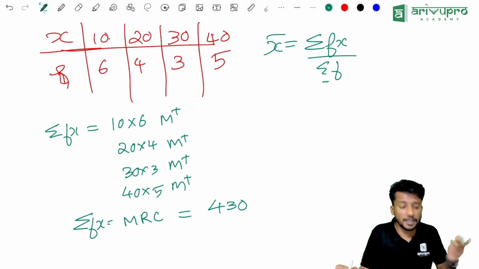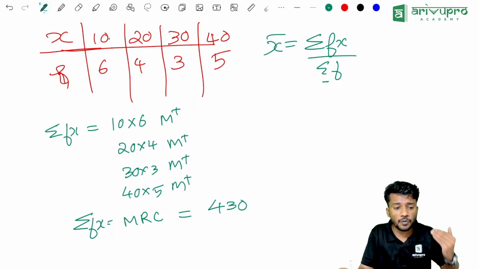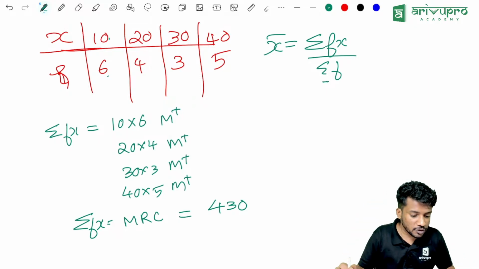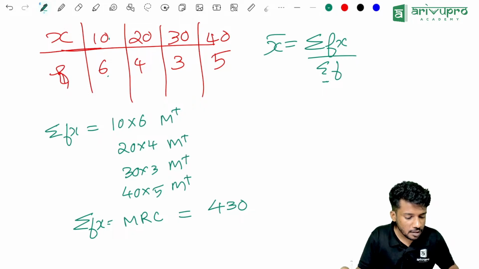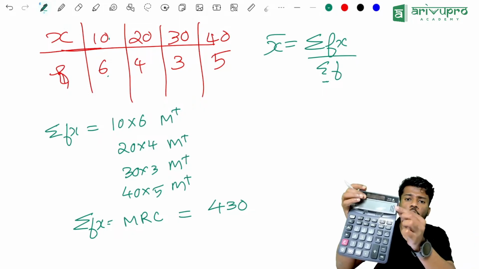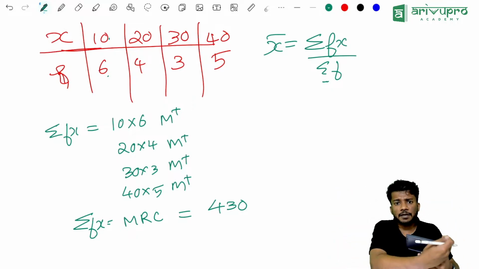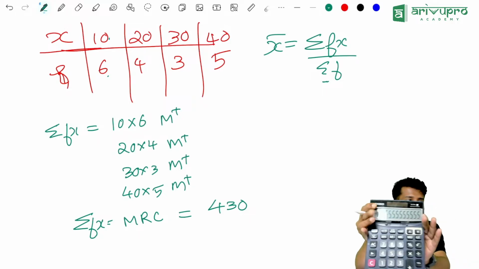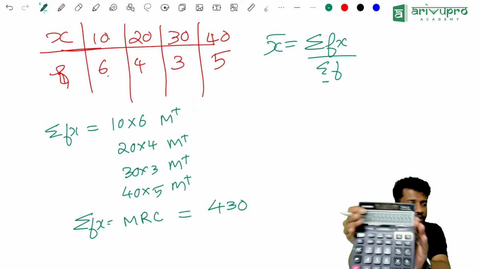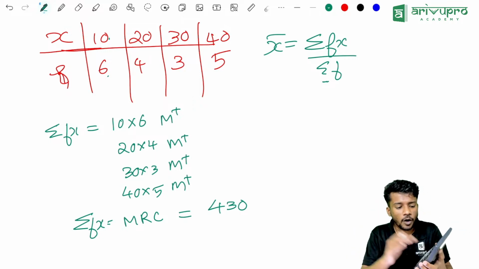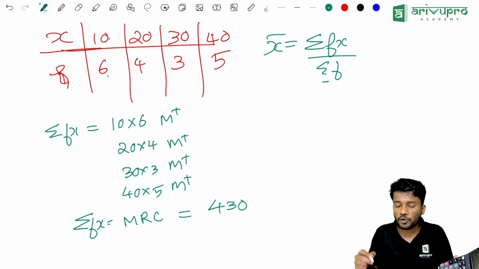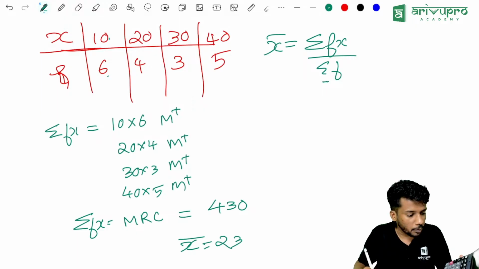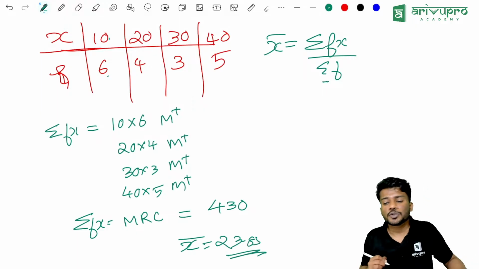Now we need to find the denominator. The denominator is found by adding all the f values, that is 6 plus 4 plus 3 plus 5. Now you have the denominator on your calculator. If I take the reciprocal, that means 1 by sigma f, by clicking divide equal to, it goes to the numerator. I get it as 0.055555. Then multiply it with the MRC value we already have, that means 430, sigma fx. Then click equal to, and you will get 23.88. X bar is equal to 23.88.